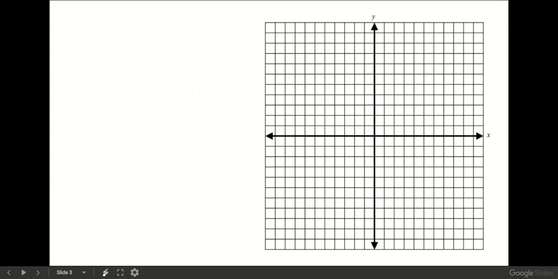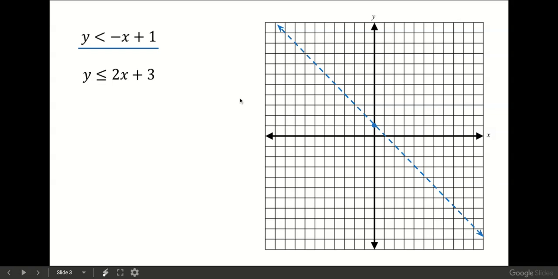So if I wanted to graph these, here's my coordinate grid. I'm going to go ahead and take a look at my two inequalities. So let's look at this first one. Again, it has a y-intercept of positive 1, so that means I'm going to start here. And then it's got a slope of negative 1, so that means I'm going to go down 1, right 1. So it would look like a line like this.